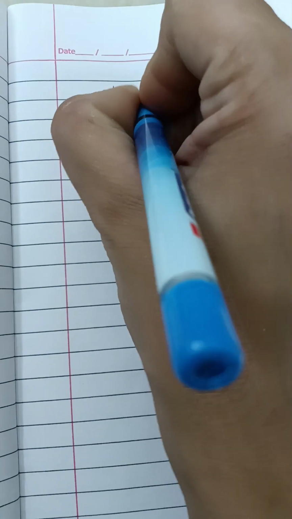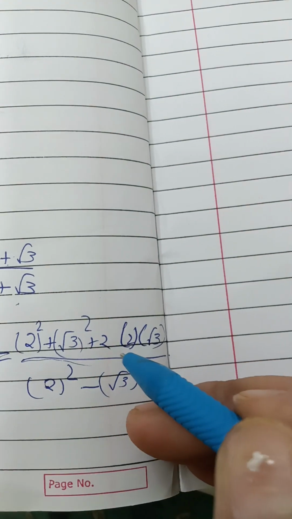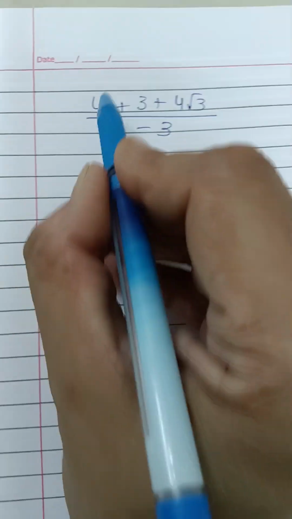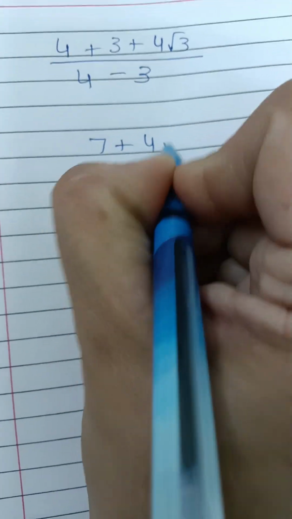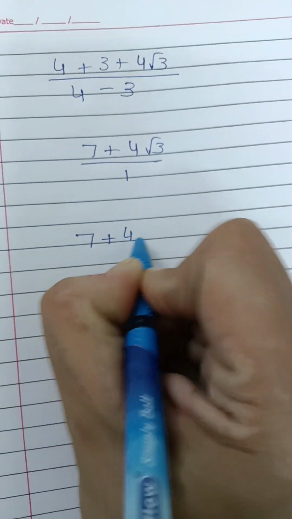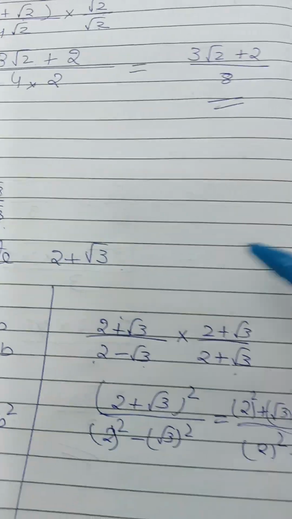I move to the next page. So it will be 4 plus 3. See, root 2 square is 4, root 3 square is 3, and 2 into 2 into root 3 is 4 root 3, upon 2 square again is 4 minus 3. So finally we are left with 7 plus 4 root 3 upon 1. So 1 doesn't matter. We can write it as 7 plus 4 root 3. So we started with 2 plus root 3 upon 2 minus root 3, and finally after rationalizing by multiplying it with the conjugate, we have the final result as 7 plus 4 root 3.